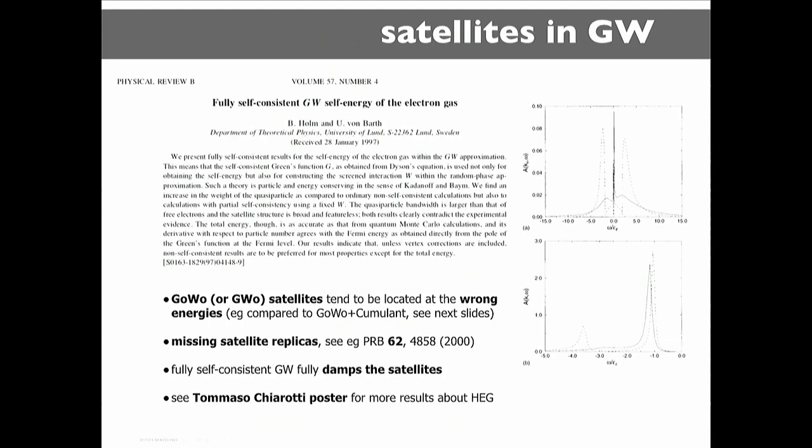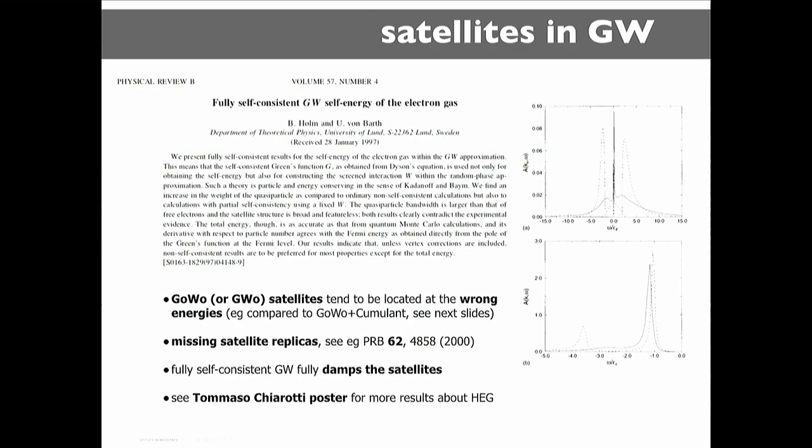So satellites in GW, we've seen that satellites are genuine features of interacting systems. Actually, they are pretty bad in plain GW. So if we do G0W0 without any self-consistency, they tend to be at wrong energies. If we take some self-consistency in there, basically the satellites are damped and you get this vanilla satellite that is spread all over the frequency. So they're really damped. Here the figure is difficult to read, but you can really see that if you put self-consistency in, satellites are gone.